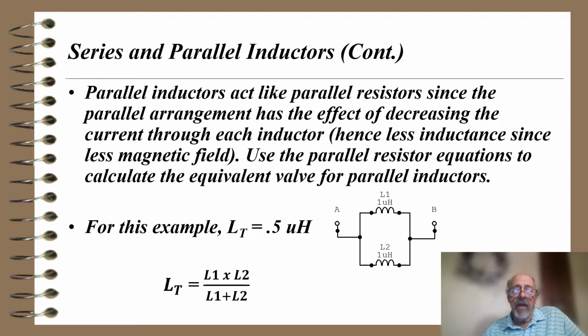Parallel inductors, on the other hand, act like parallel resistors since the parallel arrangement has the effect of decreasing the current through each inductor, hence less inductance since less magnetic field. Use the parallel resistor equations to calculate the equivalent value for parallel inductors. Here I have two 1 microhenry inductors in parallel, and I say for this example, L total is 0.5 microhenries, and again the equation would be L1 times L2 over L1 plus L2.